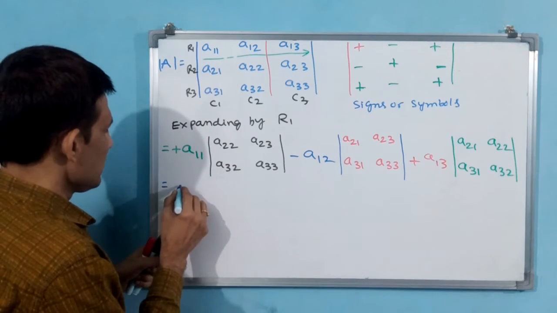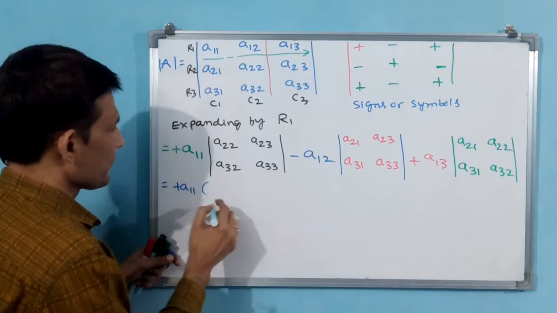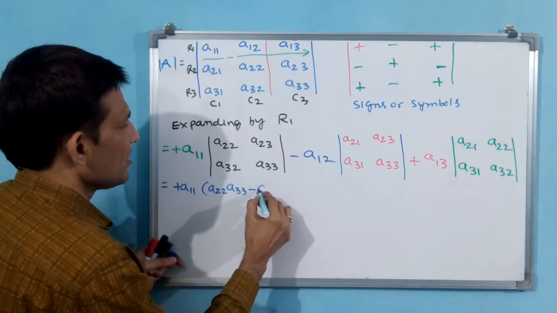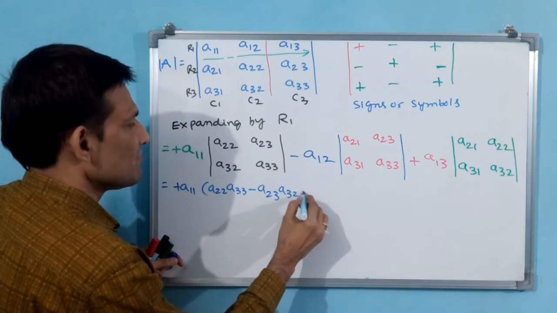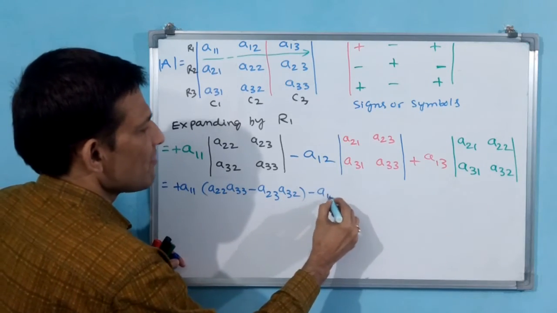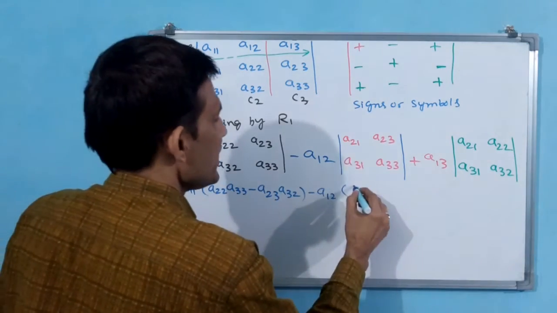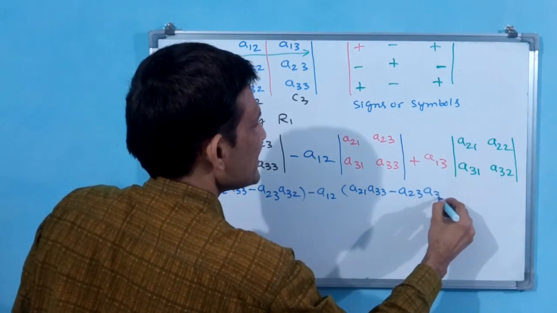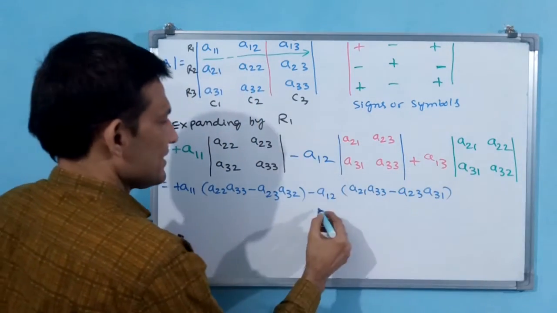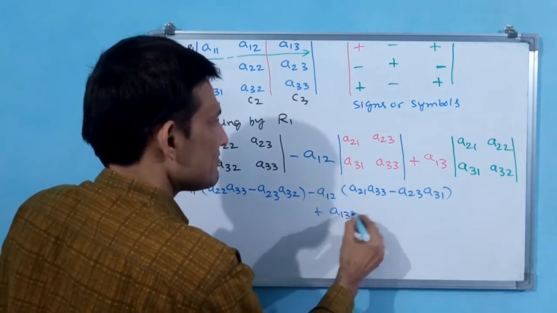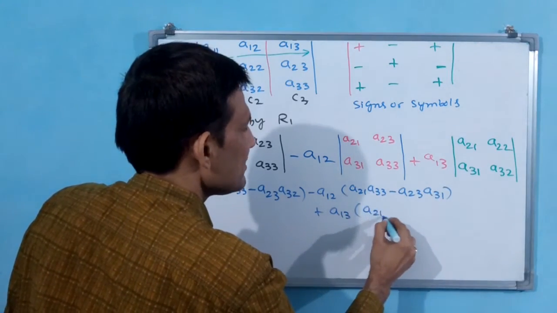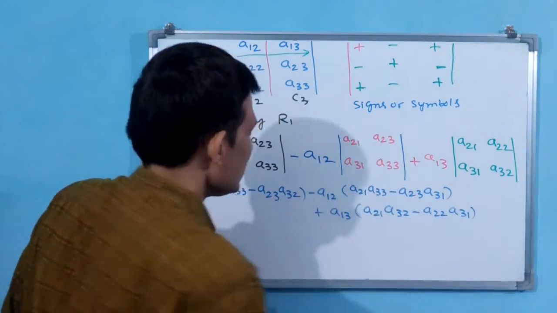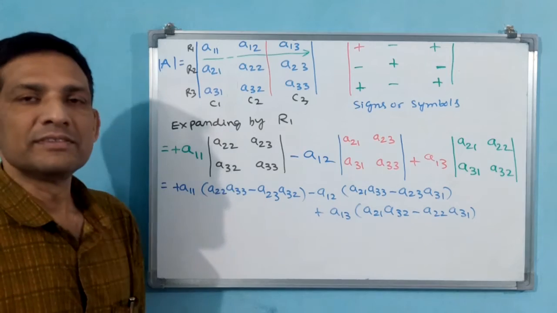That is equal to plus A11 into (A22 A33 minus A23 A32), minus A12 into (A21 A33 minus A23 A31), again plus A13 into (A21 A32 minus A22 A31). Is it okay? You understand now?